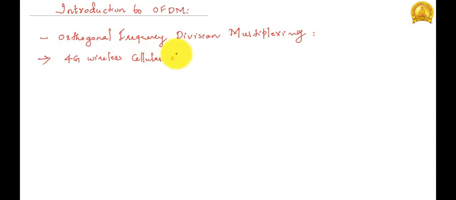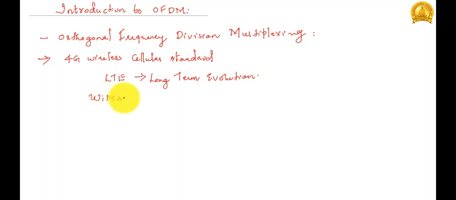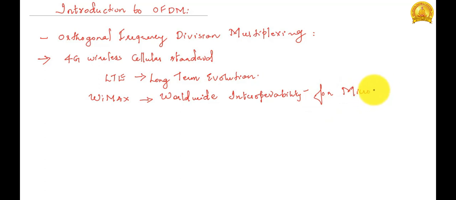like, as we all know, LTE. Okay, it is the 4G wireless cellular standard, that is LTE. LTE stands for Long Term Evolution. So OFDM is the basic principle behind LTE. Not only in LTE, it is also used in WiMAX, which is another 4G standard, that is WiMAX, which stands for Worldwide Interoperability for Microwave Access. So not only for the wireless cellular standard but for WiMAX also.